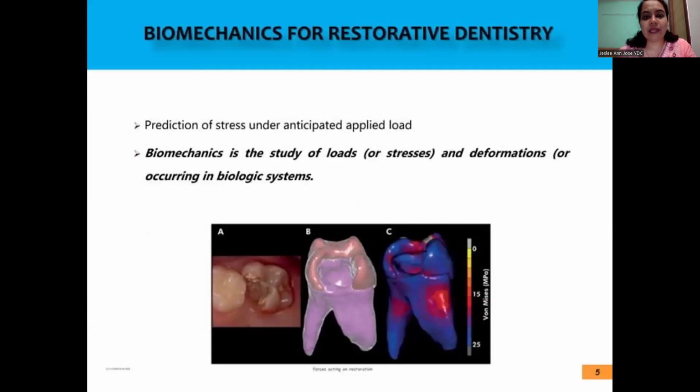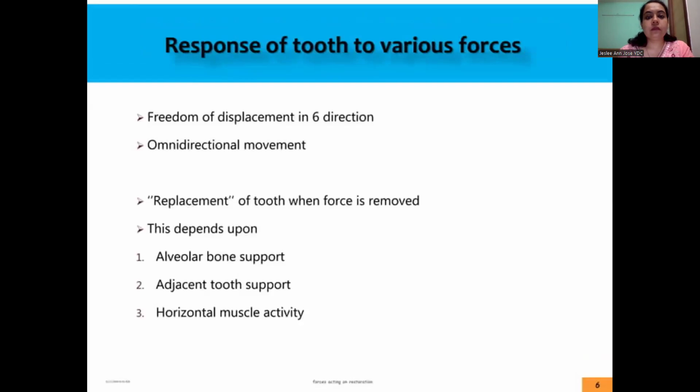So what is biomechanics? Bio meaning living tissue or biological systems, and mechanics is the study of loads and stresses. So here we deal with the stresses and deformation that occur in the biological system, and the system we talk about here is the oral cavity. How does a tooth respond to the various forces, be it masticatory force or any sort of external force? How does the tooth respond?